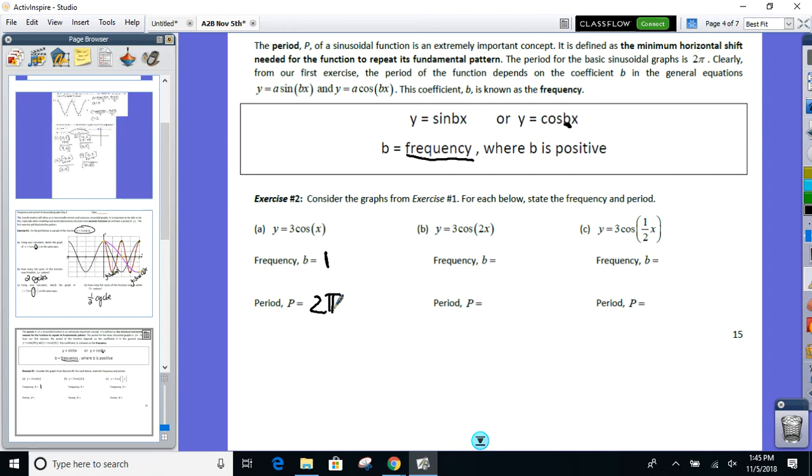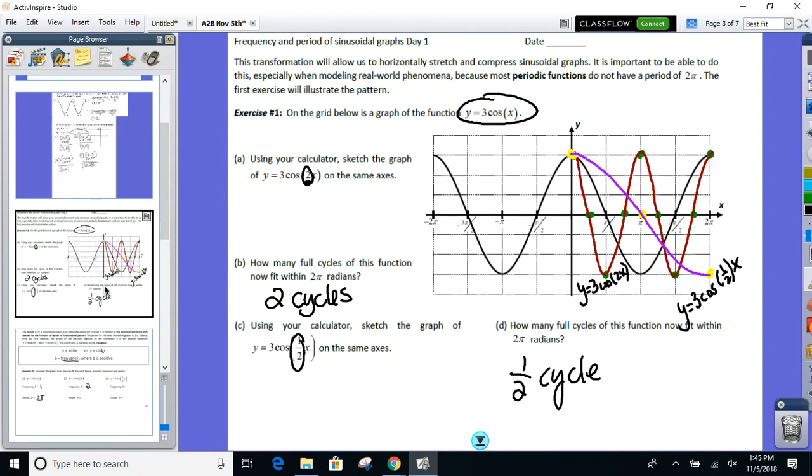Moving along. The second one you guys graphed. 3 cosine 2x. What was the b value or the frequency here? 2. And the period changed. How long did it take to make one full curve? Right here, from 0 to pi. Yes, from 0 to pi. Nice job.